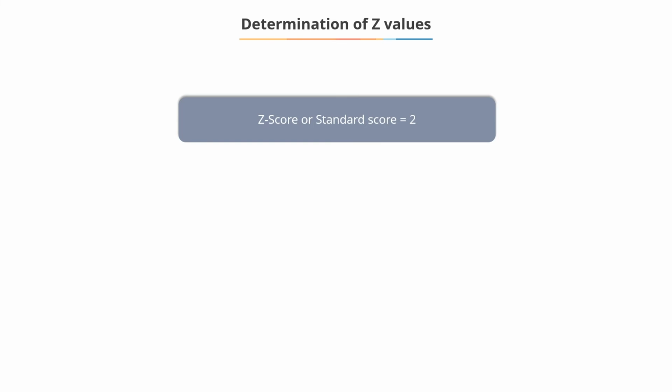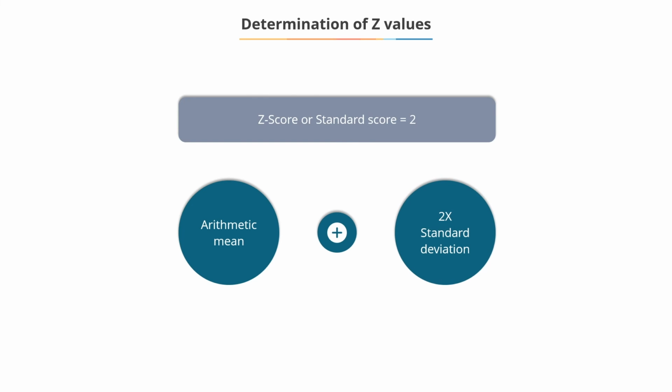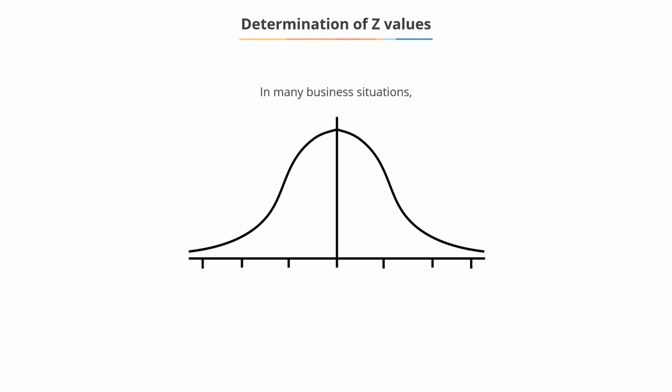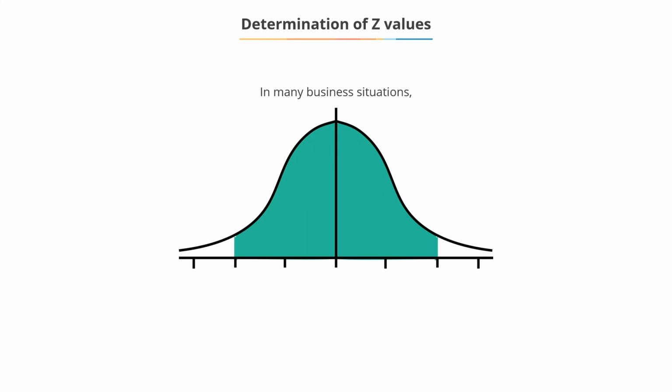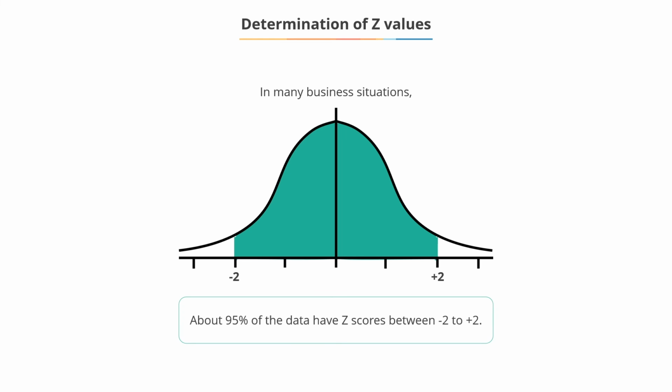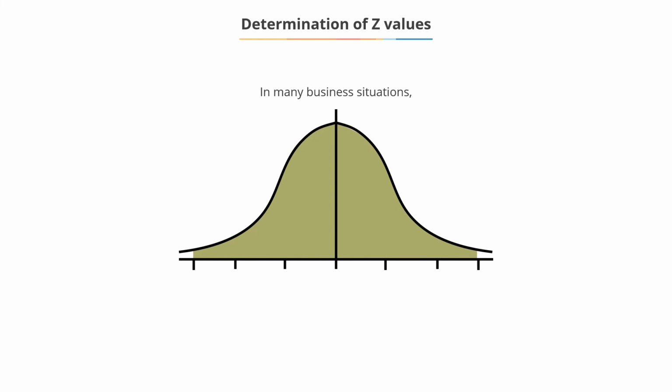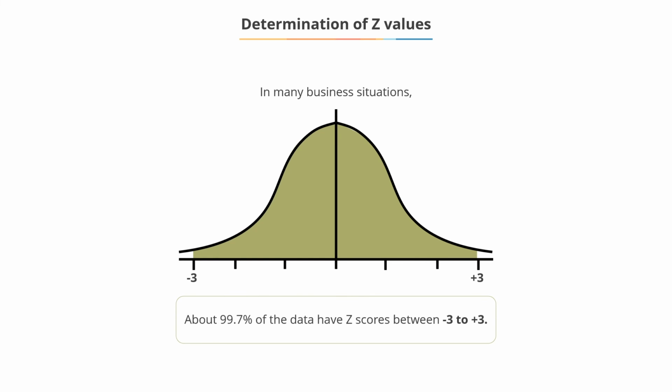A z-value of 2, for example, indicates that the value in the data set exceeds the arithmetic mean by 2 times the standard deviation. Usually, in many business situations, about 65% of the data have z-scores between -1 and +1. About 95% of the data have z-scores between -2 and +2. About 99.7% of the data have z-scores between -3 and +3.